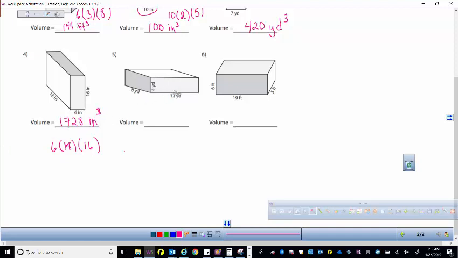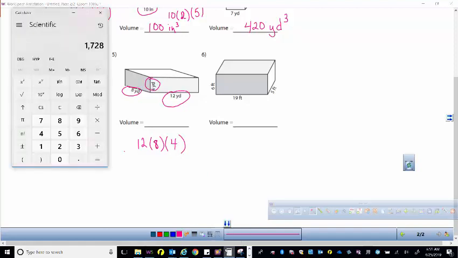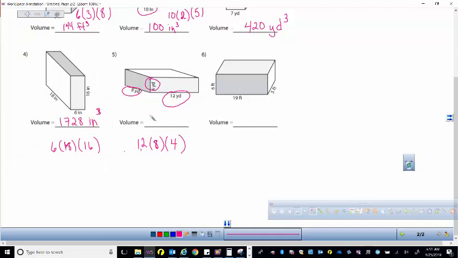Okay, our next example, we have 12 by 8 by 4, and we're going to multiply them. So 12 by 8 by 4. Again, get a calculator before you do these. 12 by 8 by 4 equals 384 yards cubed.